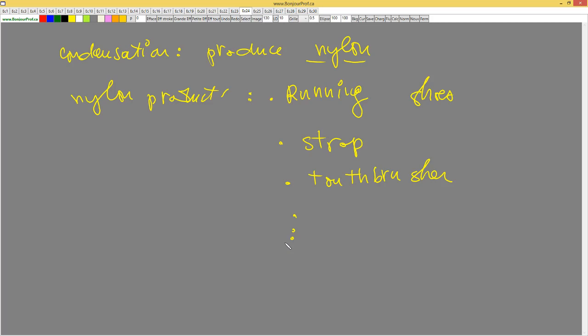So this is about polymerization. For the polymerization, we did two types: addition and condensation. When it is condensation, there is production of water. When it is addition, there is production of nothing. It is only a synthesis reaction. And that's it. So I'm going to stop here.